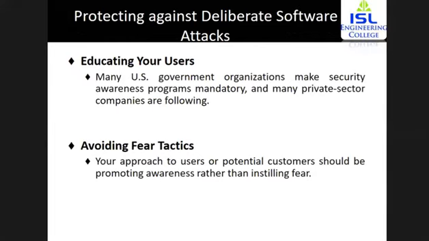Then the next is protecting against deliberate software attacks. How you're going to protect your computer system or the organization from the different types of software attacks. Now in here, the first one is educating your users. Many US government organizations have made some specific programs that are necessary within the private sectors of the company. The different programs are, you're going to have email monthly updates.